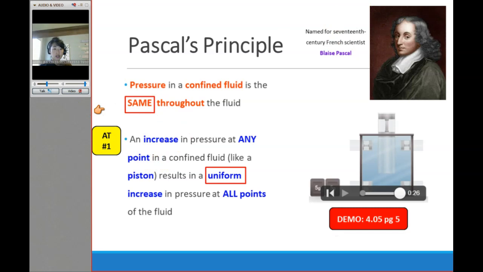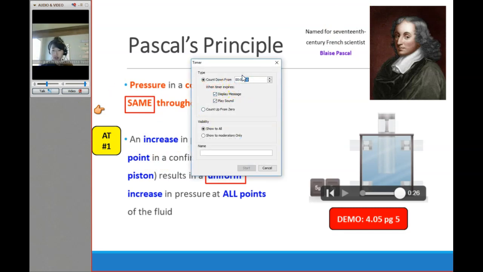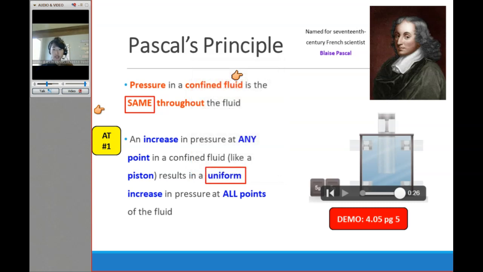So go ahead. This is number 1 in your ticket. Give me a green check when you have it saved. Your first blank is going to be the word same, and your second blank is going to be the word uniform. Go ahead, fill those out. You have 40 seconds to give me a green check and get that done. Go, go, go.